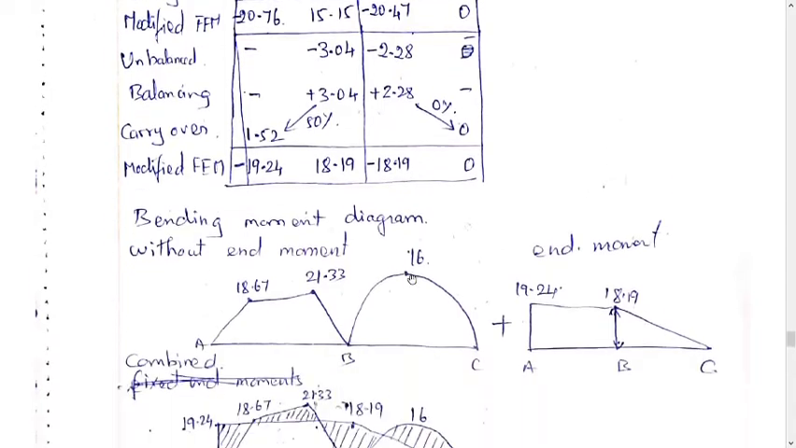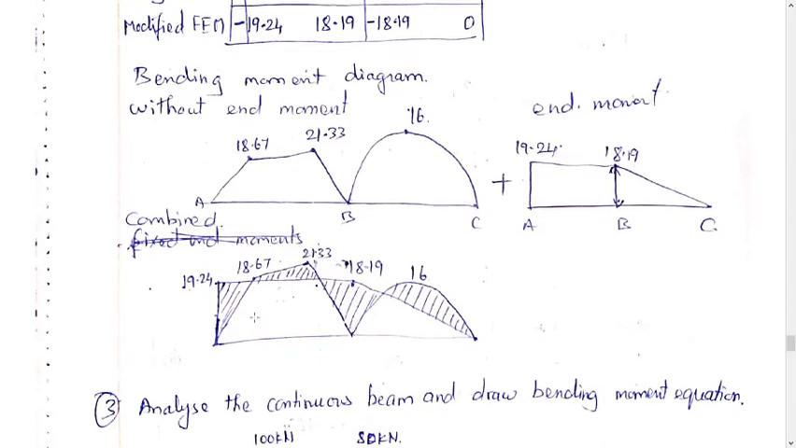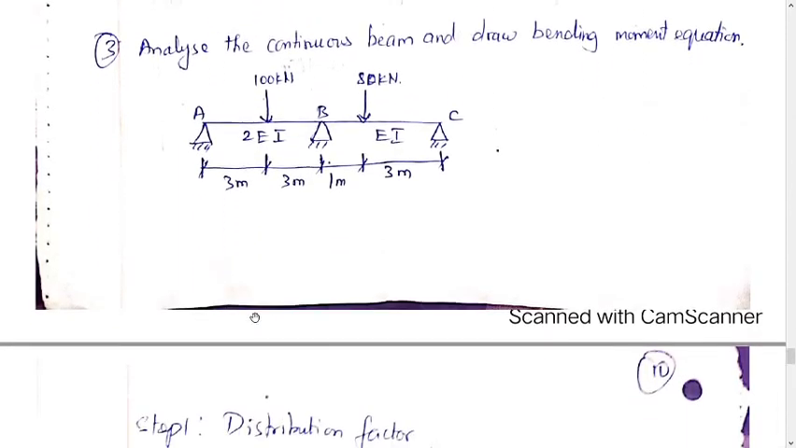So after getting that, you have to draw the bending moment diagram without the end moments. So for AB it is a point load. Point load means all the things are straight lines. So we have to find out the bending moment at each end. So this is the normal one, and this is for UDL, and then this is the end moment. By adding both, you will get this combined bending moment diagram. Then, let's see the next problem.